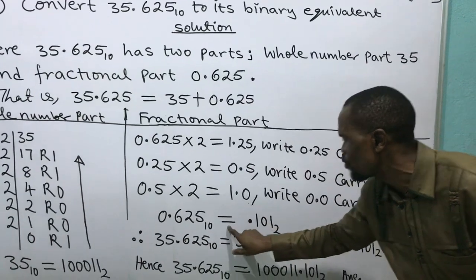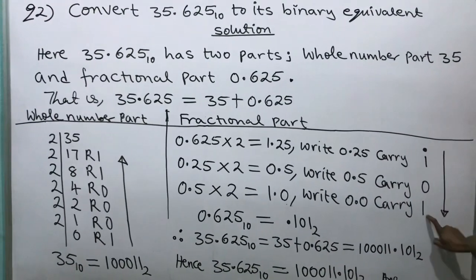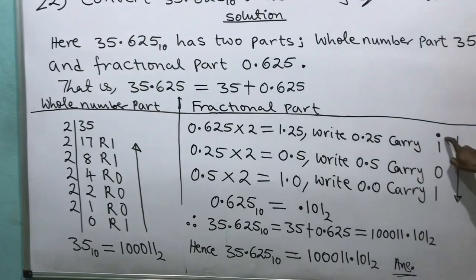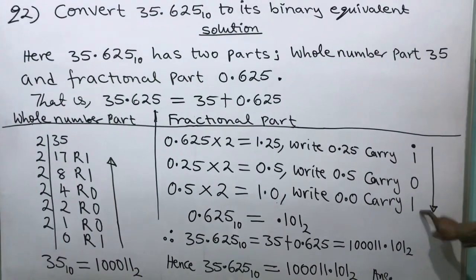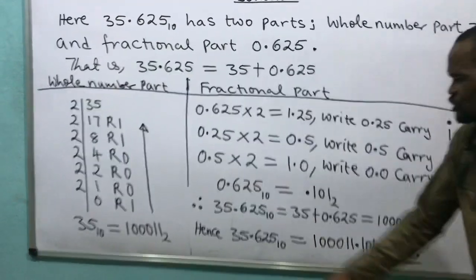0.625 base 10 is equal to point 1, 0, 1 base 2. Are you following? How did I take it? Point 1, 0, 1 base 2. Then I'm going to say therefore, let's see the calculation about it.